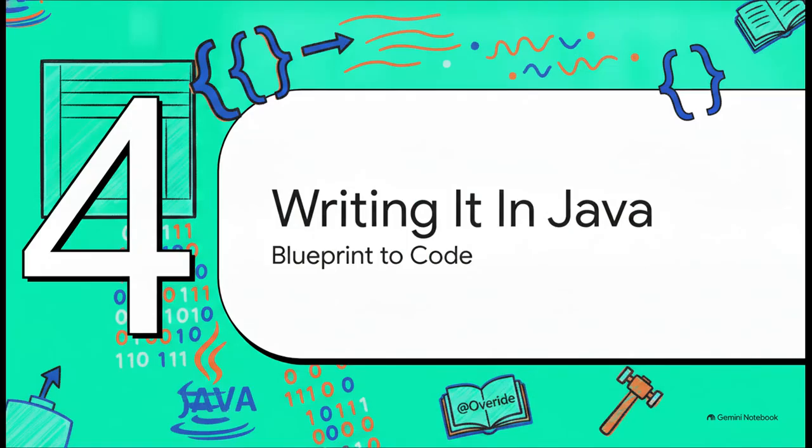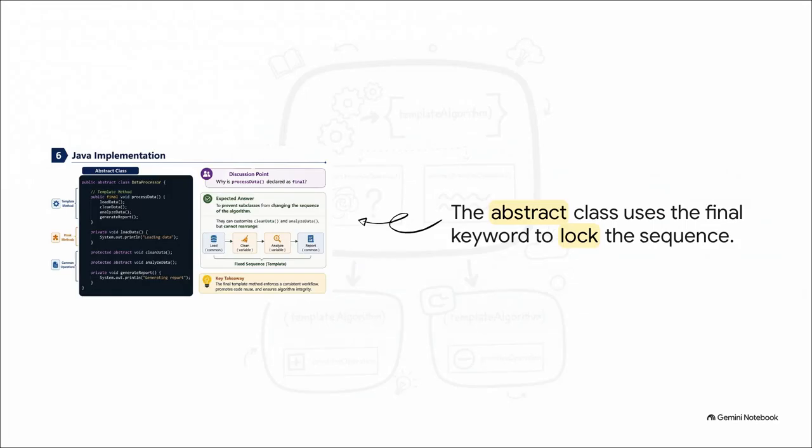Section 4. Writing it in Java. Moving from blueprint to code. All right, enough of the abstract theory. Let's actually look at how this plays out in your IDE. Say we have an abstract class called DataProcessor.